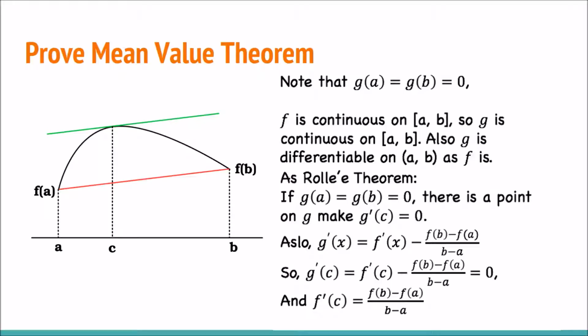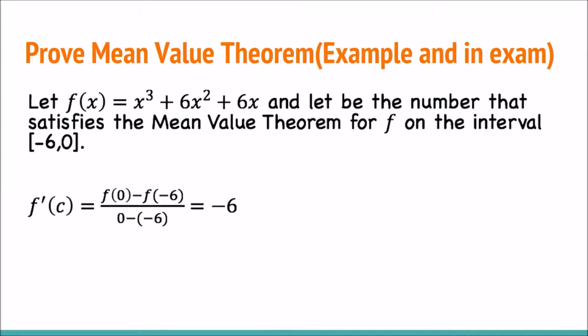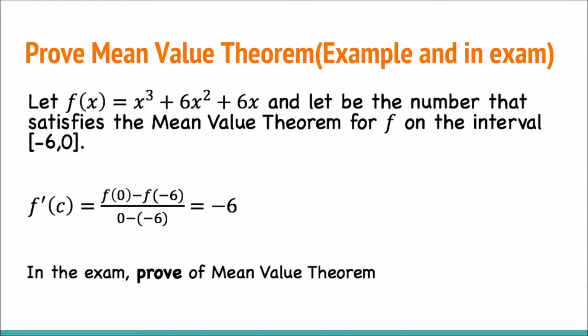Let's use the mean value theorem for our function f of x. We'll find the number that satisfies the mean value theorem for f on the interval between -6 and 0.